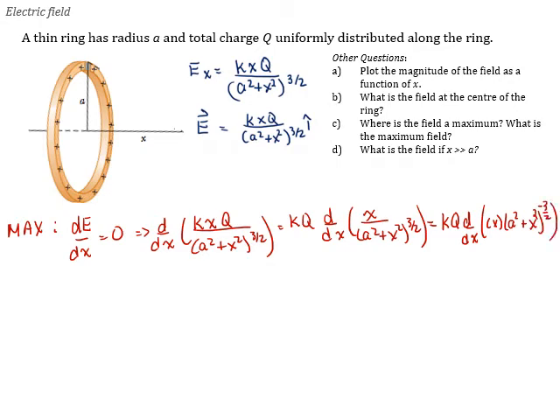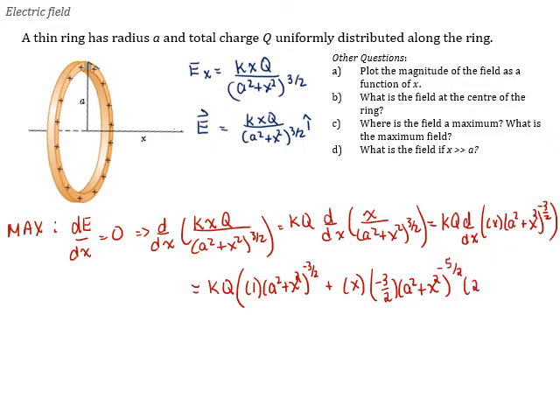I'll go ahead and apply my product rule. We have kQ times: the derivative of the first, the derivative of x, which is 1, multiplied by the second, (a squared plus x squared) to the minus 3/2. Then the first, x, multiplied by the derivative of the second, which is minus 3/2 times (a squared plus x squared) to the minus 3/2 minus 1, which is minus 5/2, multiplied by 2x, finishing the chain rule. I'm assuming you're comfortable with derivatives and know how to get this one done.